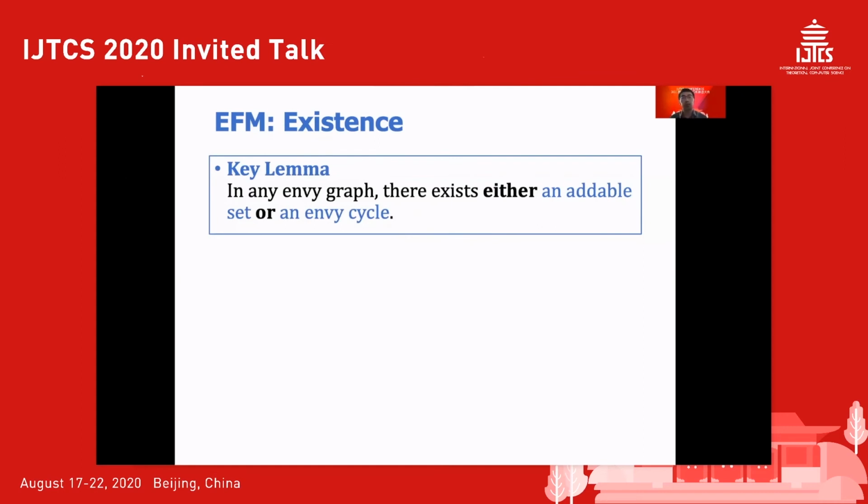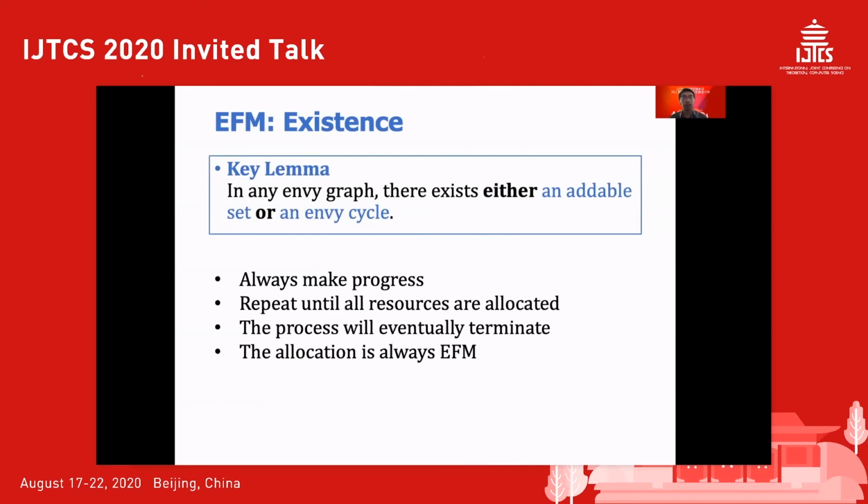The idea now becomes very simple. At any point in time, we look at whether we have an edible set or an envy cycle, and then we apply the corresponding procedure. This allows us to always make progress. We repeat this process until all the resources are allocated. We can also show that the process will eventually terminate, and the allocation is always EFM. So in the end, we have found an EFM allocation for this set of mixed goods. And that's the end of the proof.